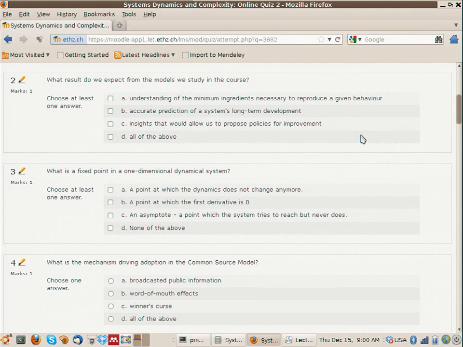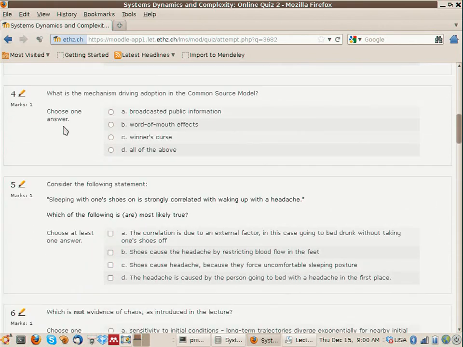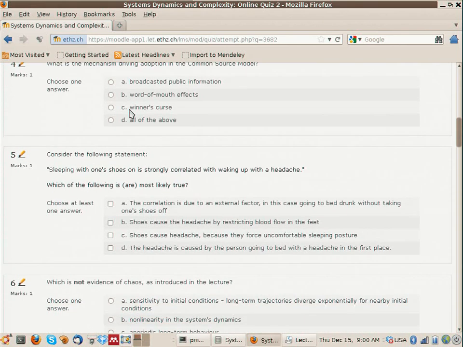I hope I made it clear that we don't want this. We don't want this. So basically the answers are this and this. Understanding the minimum ingredients required to reproduce a given behavior. And I gave you this example with cooperation. All right. What is a fixed point? I think that's clear. Mechanism for driving comma source. This is public information. That's also clear.